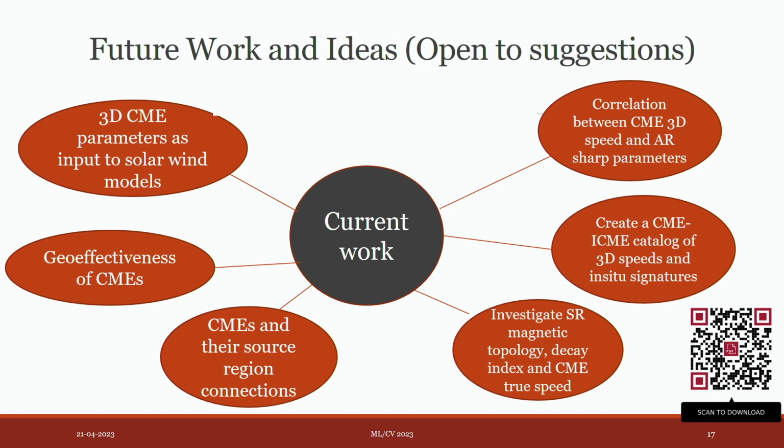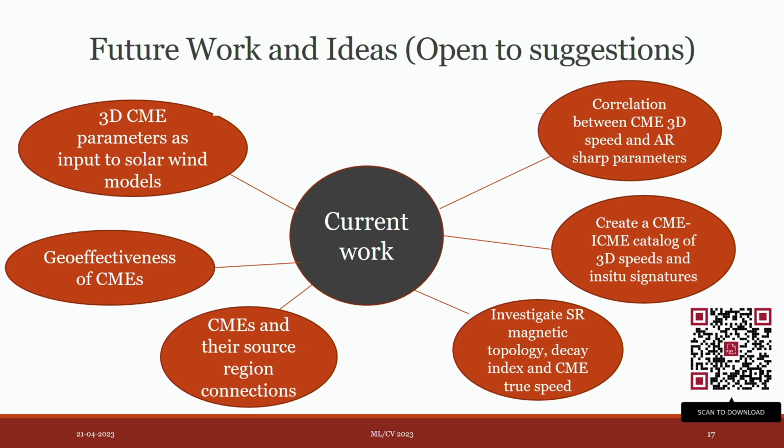Right, so this is the future work and ideas, and probably my last slide, yes. I compare my current work, and it can be related to other topics as well. So for example, you can use the 3D properties of CMEs as an input to solar wind models to improve those models. You can use it to find the geo-effectiveness of CMEs. So for example, in my catalog, I have got 60 halo CMEs coming from active regions, and you have got 3D properties of those CMEs as well.